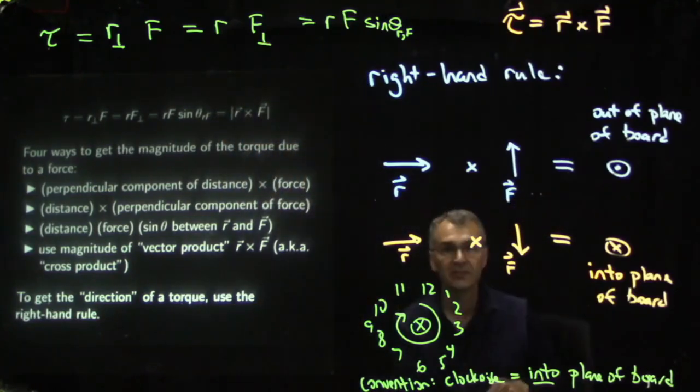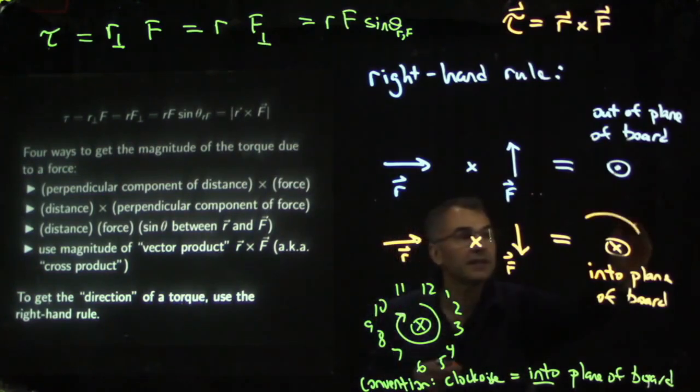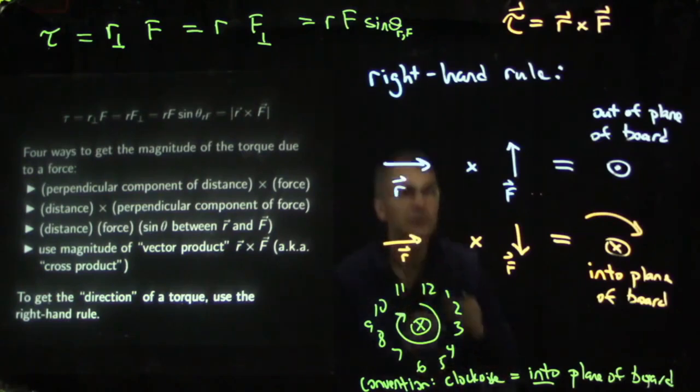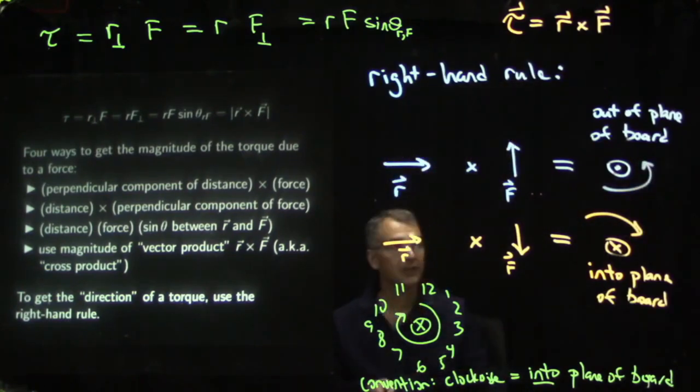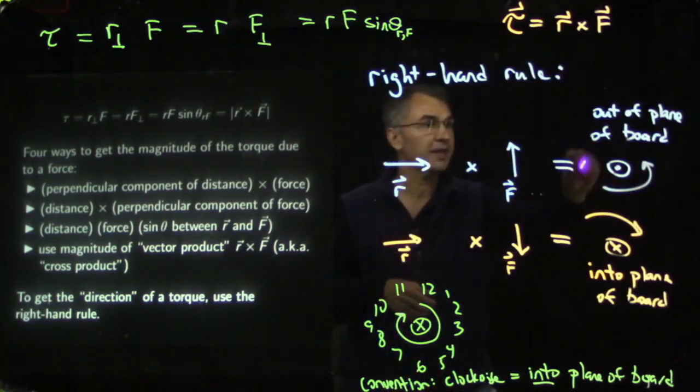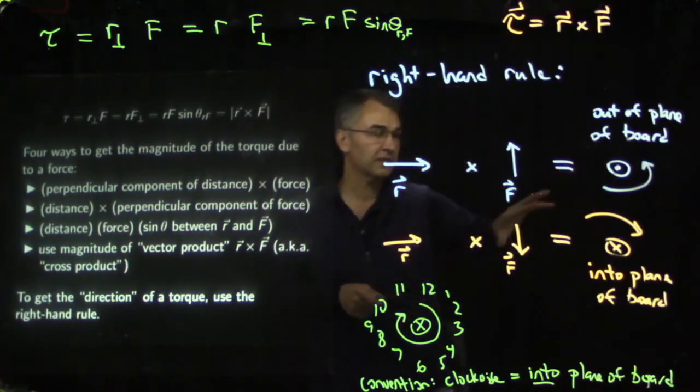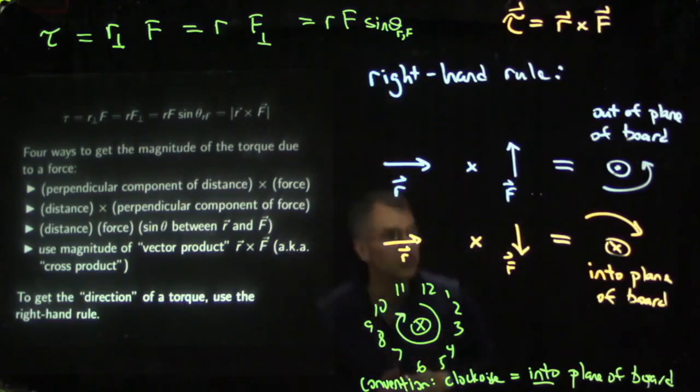So the convention is, now you know that this would be a clockwise torque, and you know that this would be a counterclockwise torque. So a counterclockwise torque by convention points out of the plane of the board. A clockwise torque by convention points into the plane of the board. That's the so-called right hand rule.